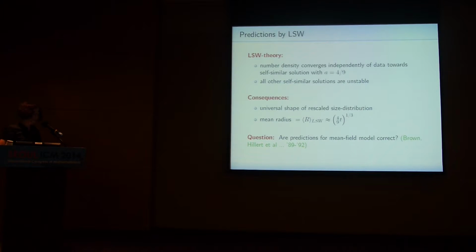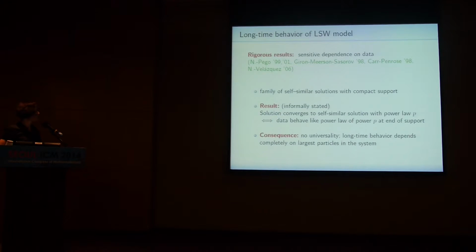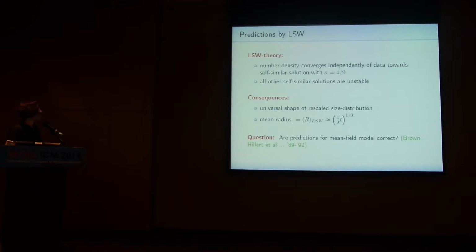But if it's the only stable solution, then the consequence would be that you really have a universal shape of the rescaled size distribution. One would expect, at least for generic data, that the solutions converge to this form, and you have a universal growth rate for the mean radius, which in the following I will denote by brackets R_LSW. So this is what the LSW theory predicts for large times.